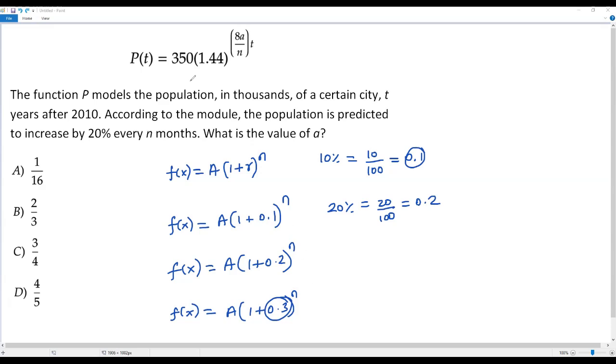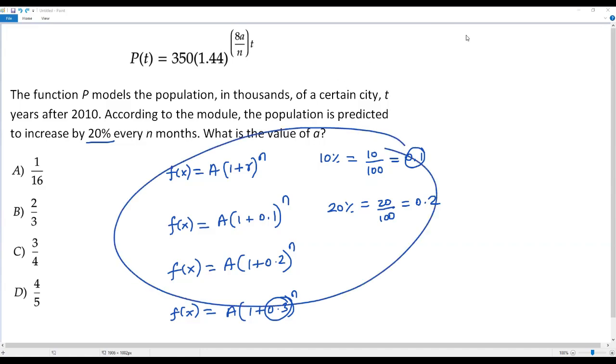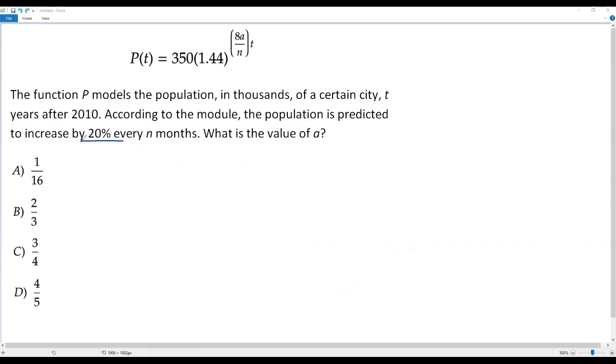Now we have to write this value 1.44 in the form of 1 plus r, so that we can know the growth rate. Already the growth rate is given, that is 20% every n months. Now let me erase the stuff and continue the problem. Now let me consider this particular piece of information.